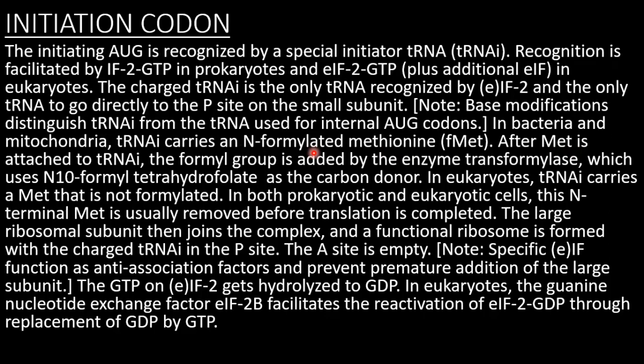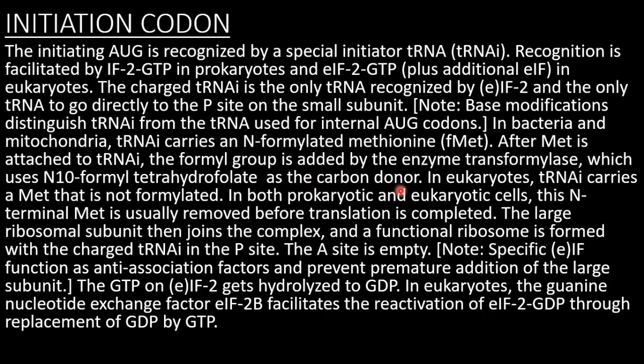is, how is fMet synthesized? After methionine is attached to the special initiator transfer RNA, a formyl group is added by the enzyme transformylase, or formyl transferase, which uses N10-formyl tetrahydrofolate as the carbon donor.